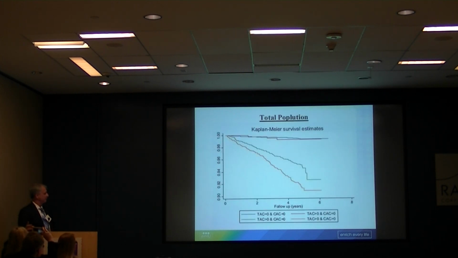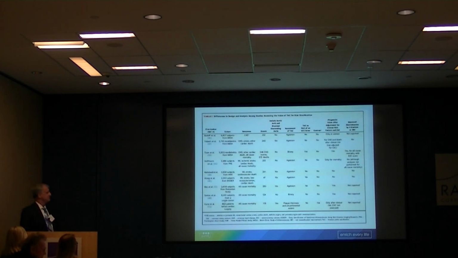And then this is the total population, and they combined TAC and CAC, and you can see the TAC greater than 0 and CAC greater than 0 group had the highest all-cause mortality. So this is just a summary of all of the different analyses of thoracic aortic calcification and the risk of coronary artery disease. And it's a mixed bag.